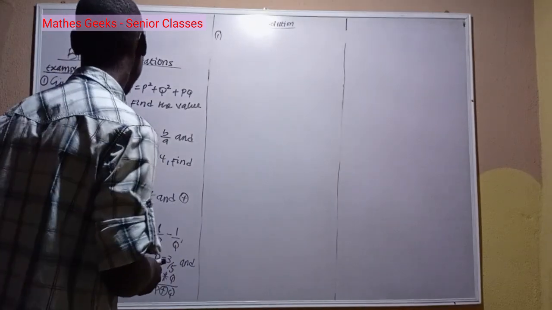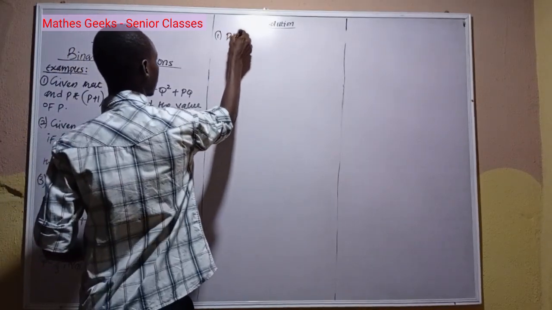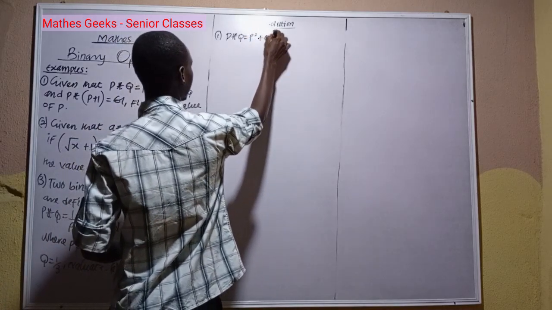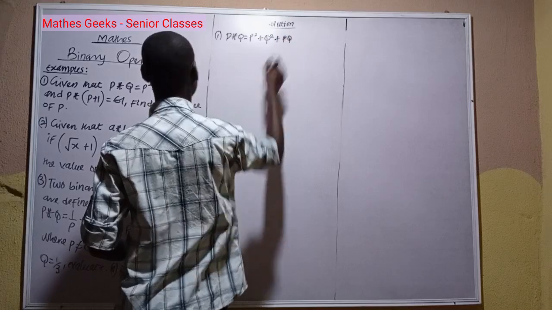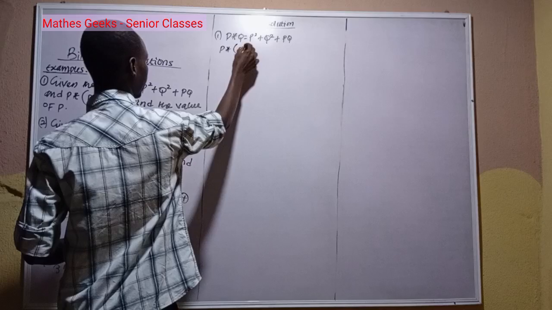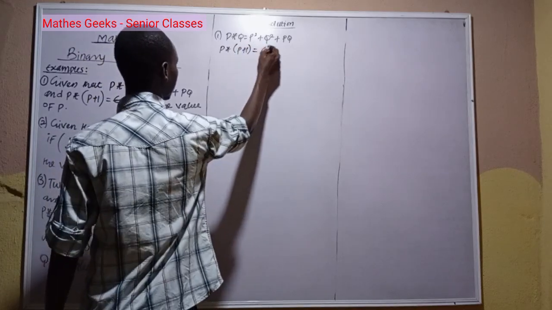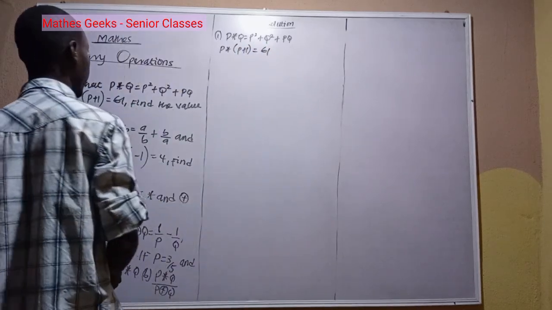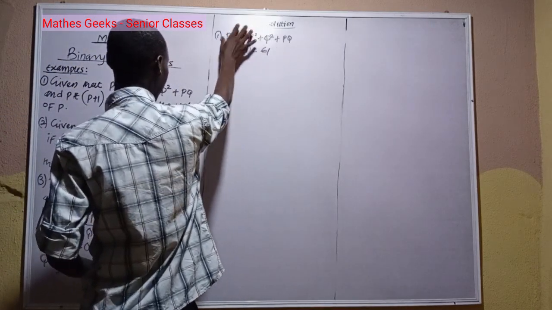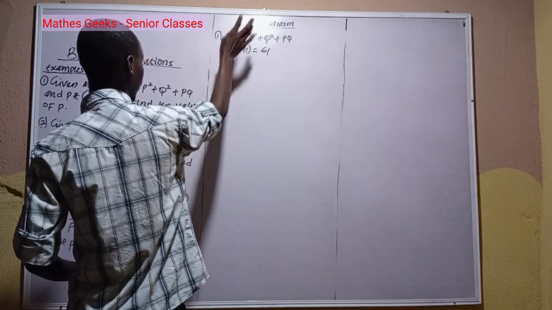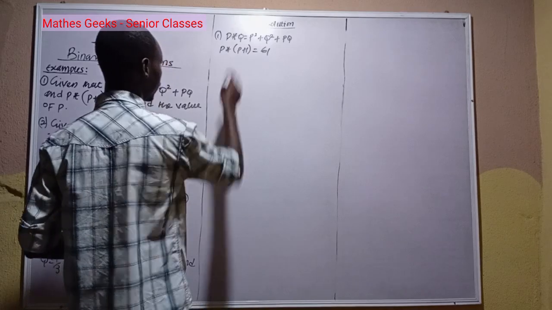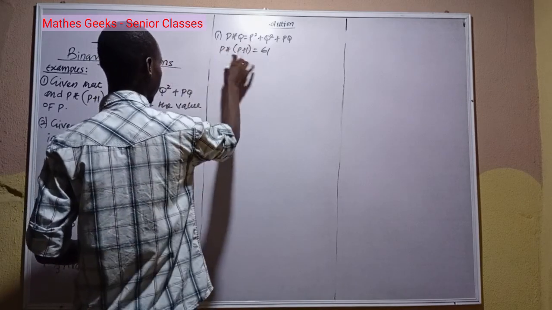So, given that p star q is equal to p raised to the power 2, q raised to the power 2 plus pq, and p star p plus 1 is equal to 61. Find the value of p. So, in this, from the binary rule of combination, p star q, p is p, q is p plus 1. So let's first of all evaluate this part.